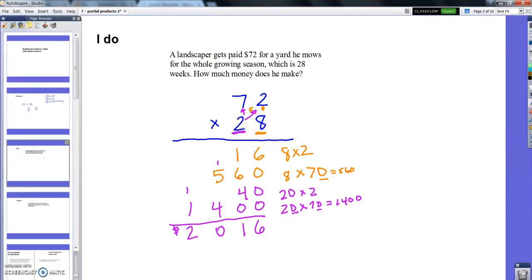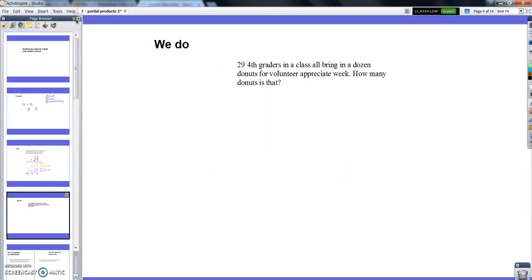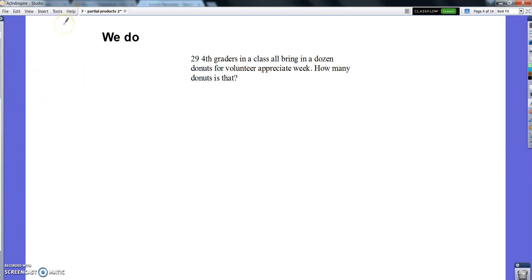Let's do one together. Open your notebook up. And here's our question. 29 fourth graders in a class all bring in a dozen donuts for Volunteer Appreciation Week. How many donuts is that? If you don't know the word dozen, dozen means 12. So all these people are going to bring in 12 donuts. So I'm going to take my 29 fourth graders, and I'm going to multiply it by 12 donuts each. It's going to be a lot of donuts.